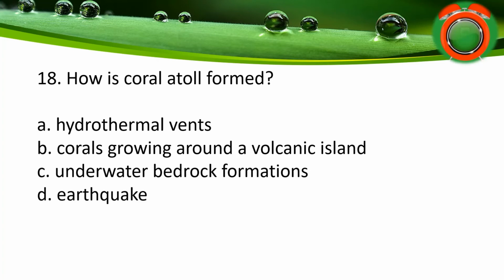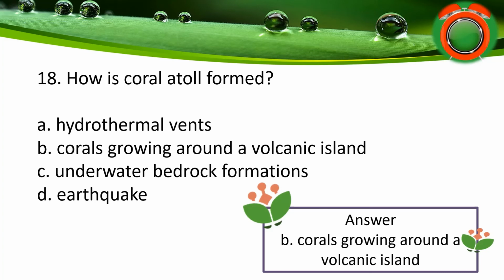Number 18 question. How is coral atoll formed? A. Hydrothermal vents. B. Corals growing around a volcanic island. C. Underwater bedrock formations. D. Earthquake. The correct answer is B. Corals growing around a volcanic island.